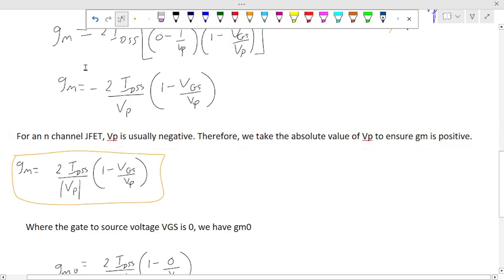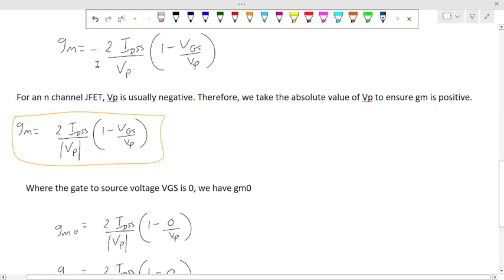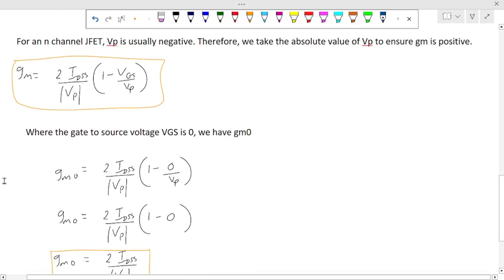So when you take the absolute value, this 1 over VP, the absolute value of minus 1 over VP, means your minus sign goes off. So we will now have this as the expression, just the minus sign out, the parentheses remain the same, and you have the absolute value.